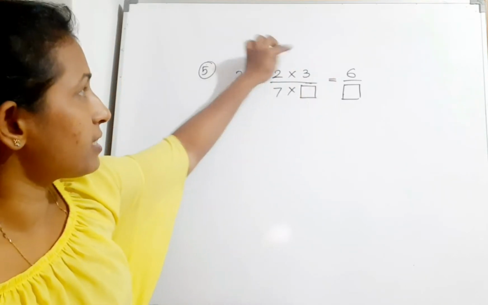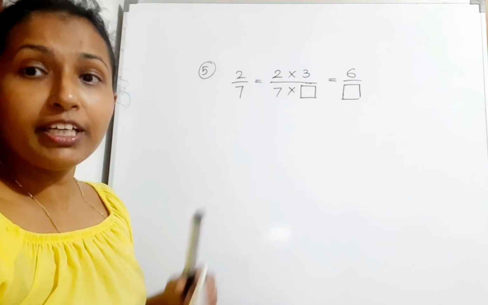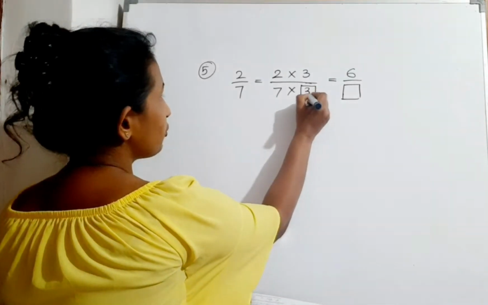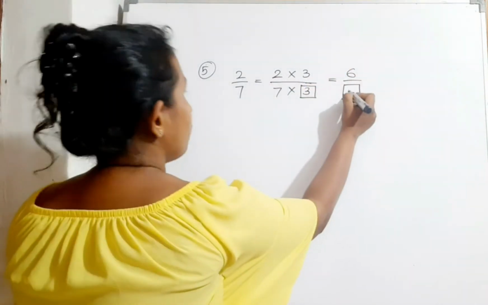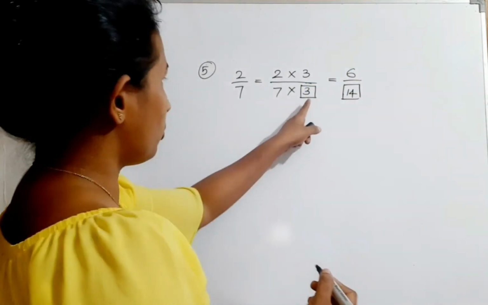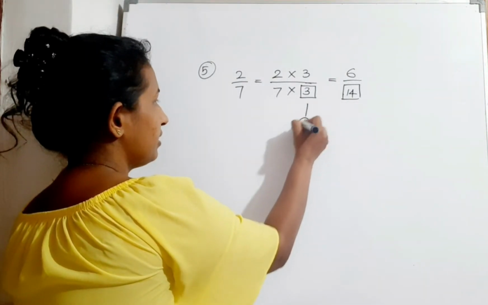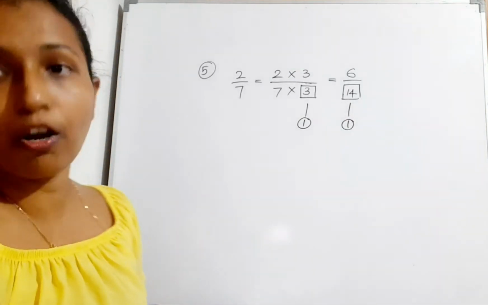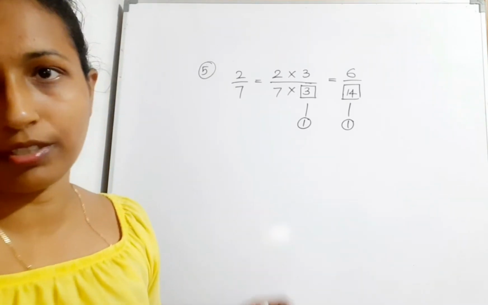So the numerator is multiplied by 3. So Putala, you know, the denominator also should be multiplied by 3. Then 2 into 3, 6. 7 into 3, 14. So 1 mark for that one and 1 mark for that one. Right? 1 mark, 1 mark. That is how you will be given marks for that question.